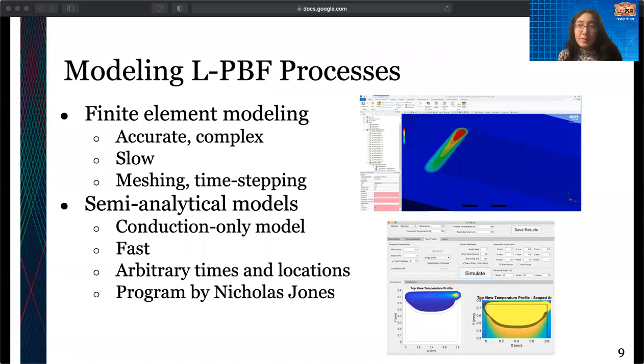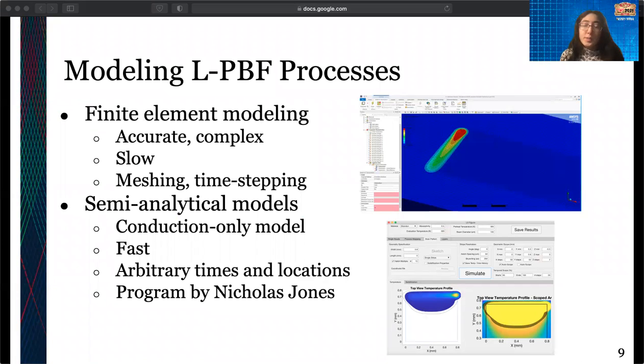Once we have this strategy set up, we need to model it to understand it. There are a couple of different approaches we could take. One of them is finite element modeling, which I'm sure many of you are familiar with. Finite element modeling is accurate and it can incorporate complex heat transfer effects. However, it runs very slowly and it requires careful meshing and time stepping in order to generate accurate results.